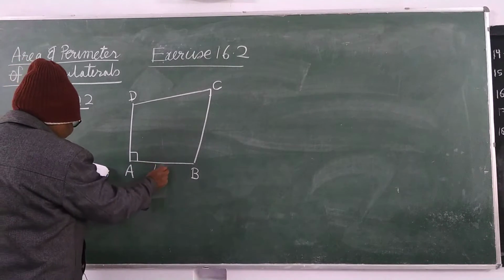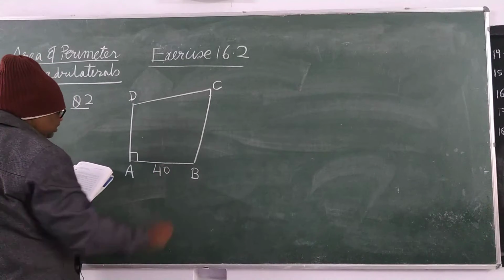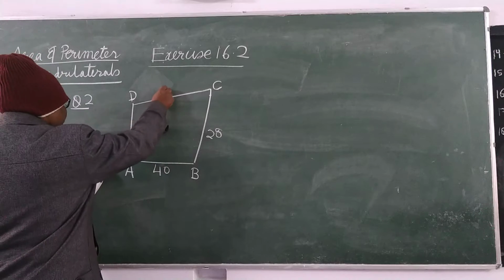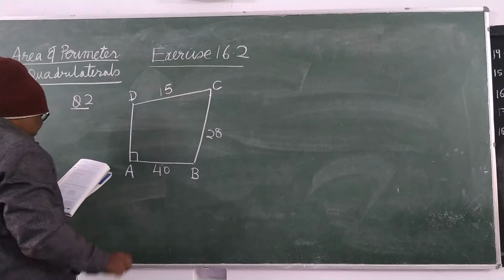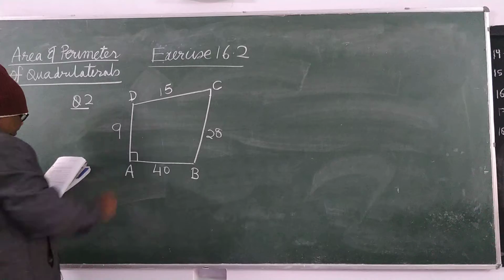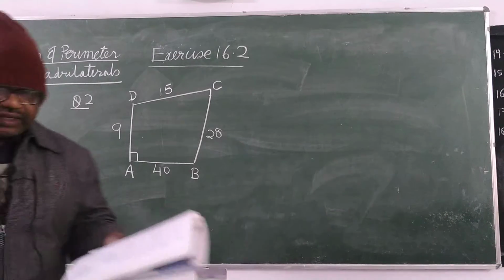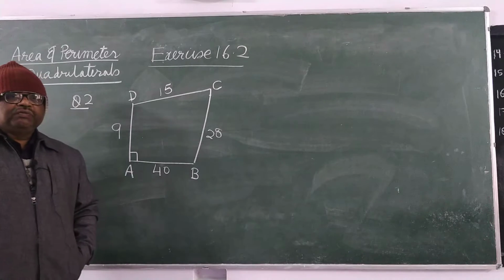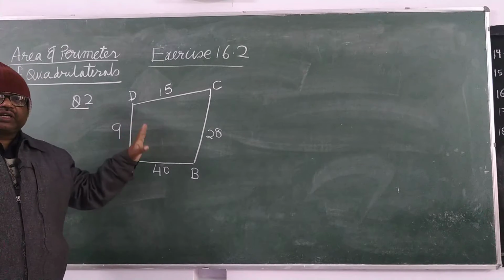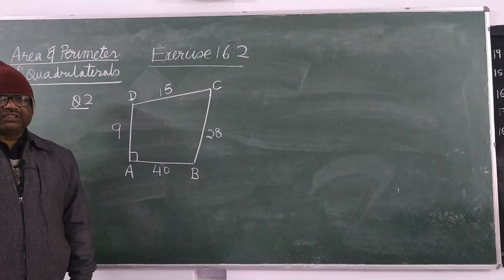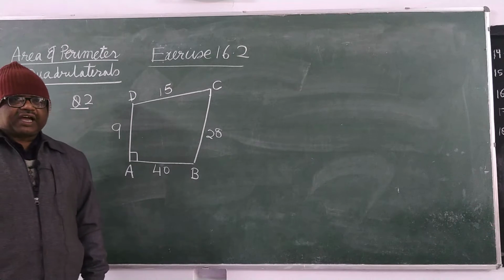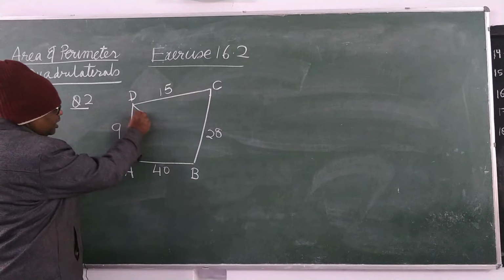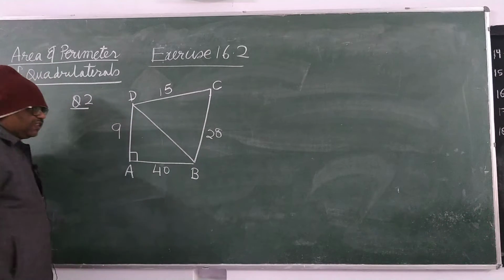Now you write down the lengths. So AB is given 40 meter, BC is 28, CD is 15, and AD equals to 9. You have to find the area of this quadrilateral. So what will you do? We will first split this quadrilateral into two triangles by drawing a diagonal. And here which diagonal you will draw? You will draw this BD.